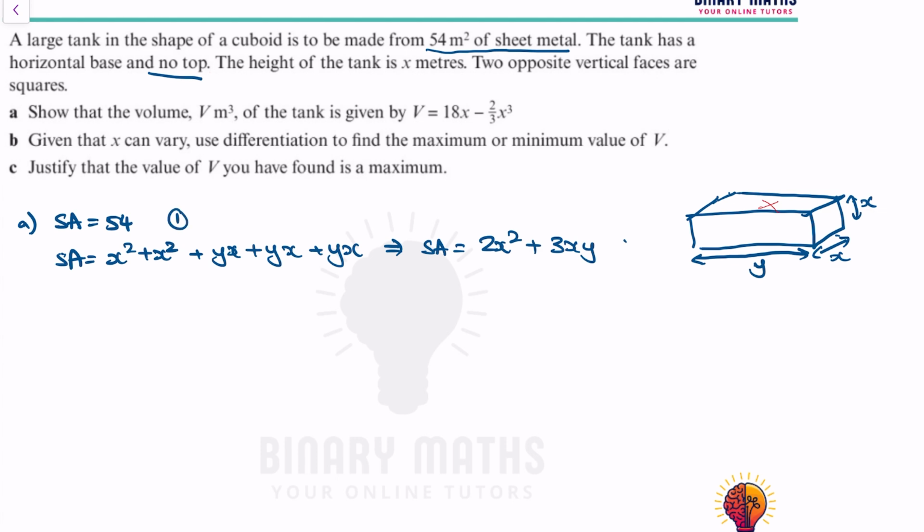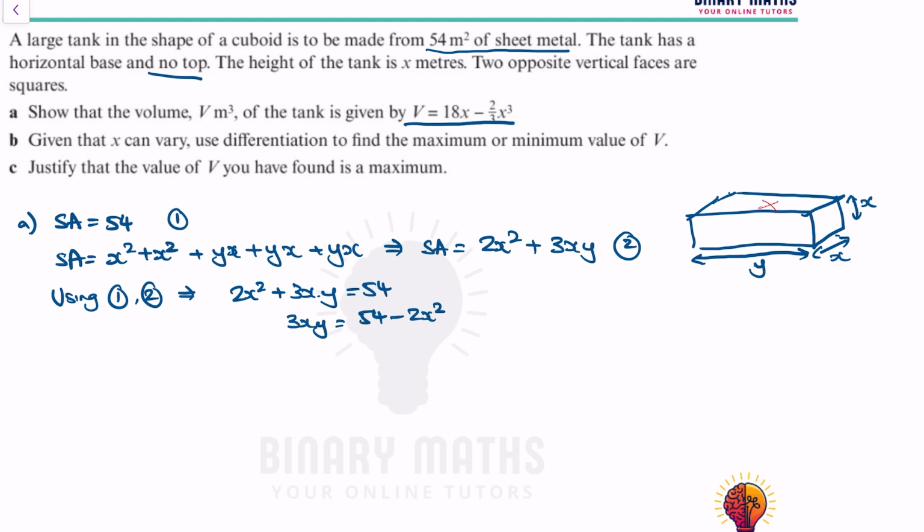So we've got equation 1 and equation 2. Using 1 and 2, because they both involve surface area, we end up getting 2x² plus 3xy is equal to 54. And then we have to eliminate y. Because I don't have a y in my V formula, I need to make y the subject of the formula. 3xy is equal to 54 minus 2x², so y is equal to (54 minus 2x²) divided by 3x.